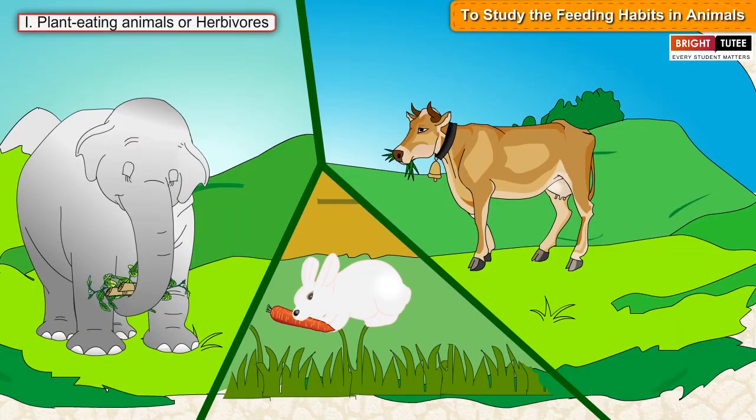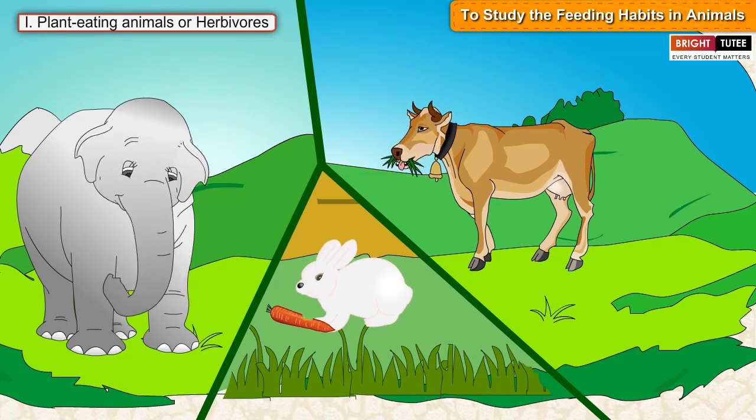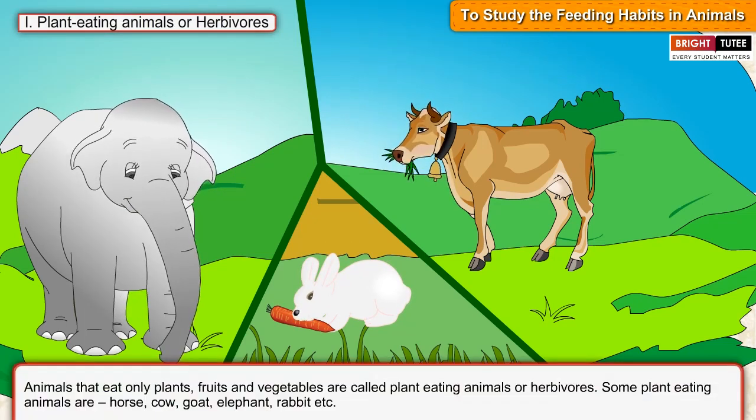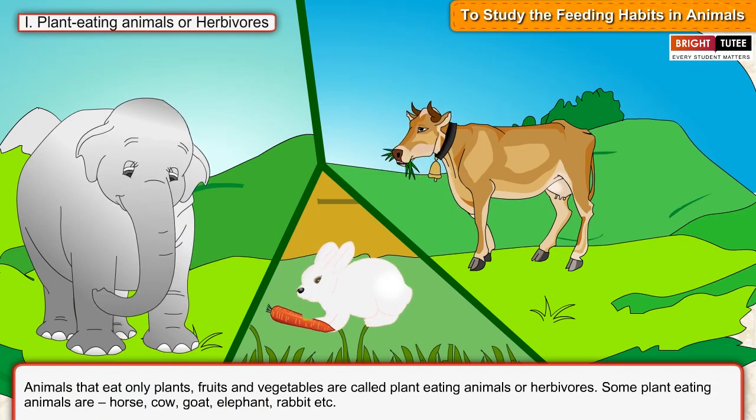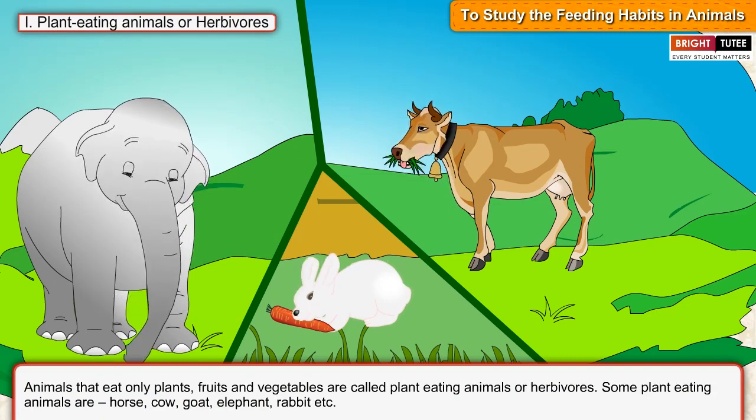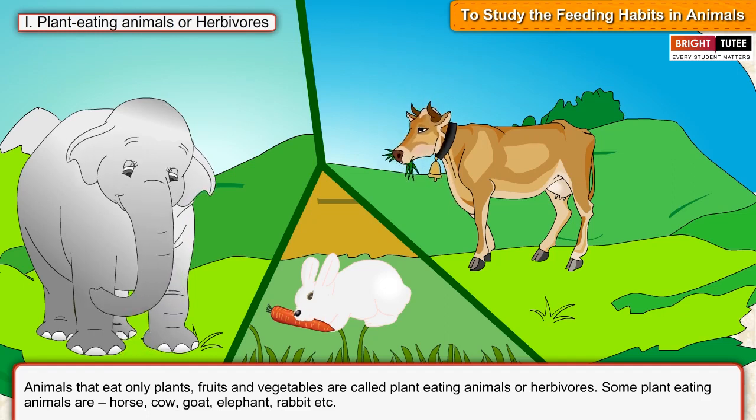1. Plant-eating animals or herbivores. Animals that eat only plants, fruits and vegetables are called plant-eating animals or herbivores. Some plant-eating animals are horse, cow, goat, elephant, rabbit, etc.